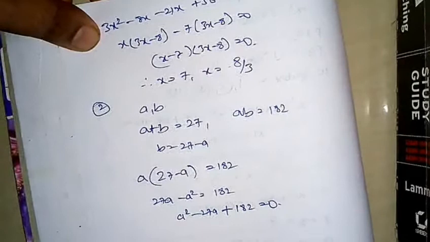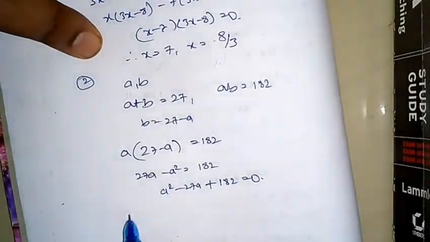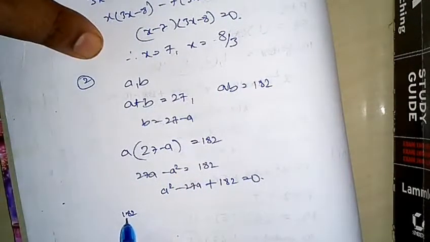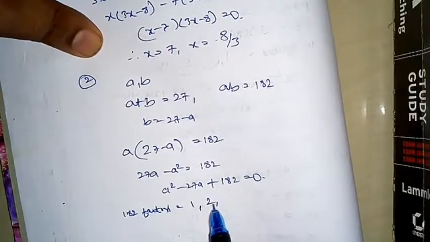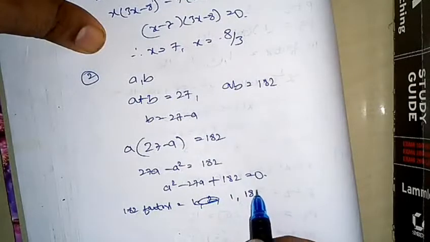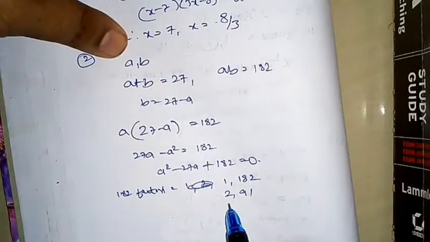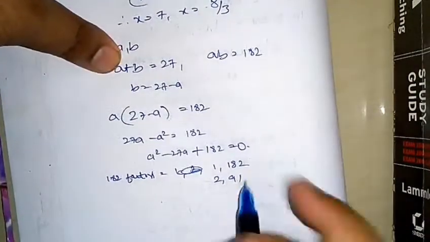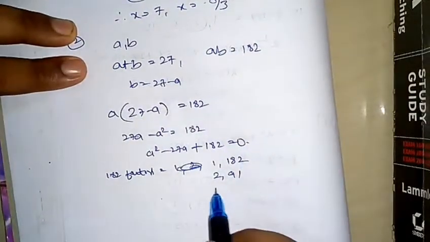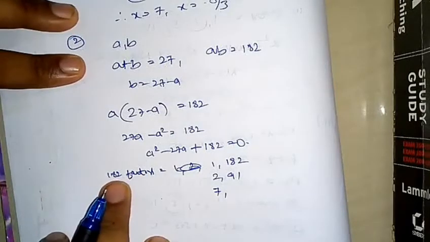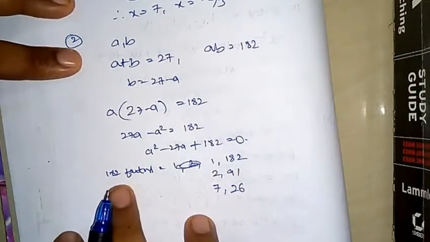So what you can do here is, let's find factors of 182. Factors of 182 are 1, 2, 1 into 182, 2 into 91. Does it work? No, it won't go with 3 and 4. 5, 6 also it won't go. 7, 7 2s are 14. Here it will go with 7. 7 2s are 14, 26. 7 into 26 is 182.